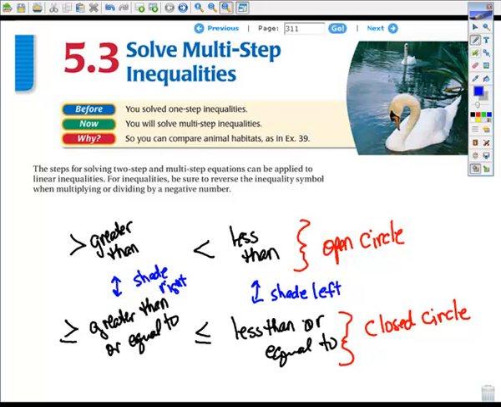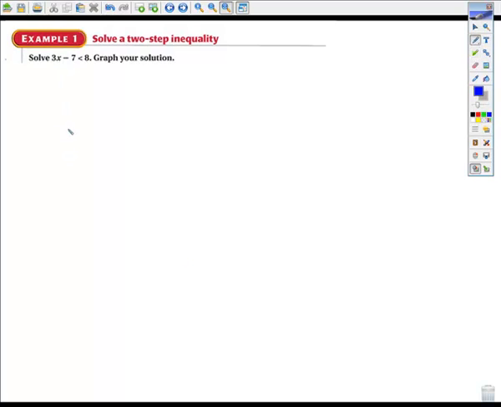All right, I do want to point out, this is a very important statement right here. For inequalities, you need to make sure that you reverse the inequality symbol when you multiply or divide by the negative number. Not just if there's a negative involved, but you have to be specifically multiplying or dividing by the negative number in order to reverse the inequality sign. All right, let's do a few examples.